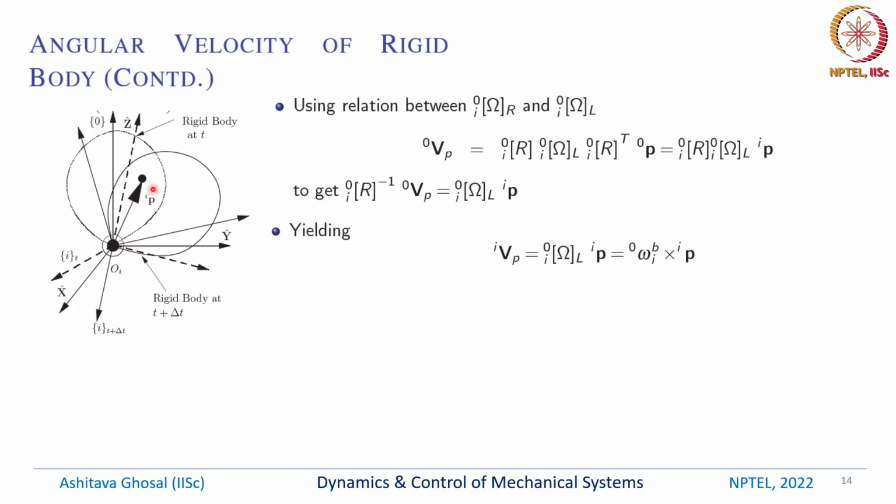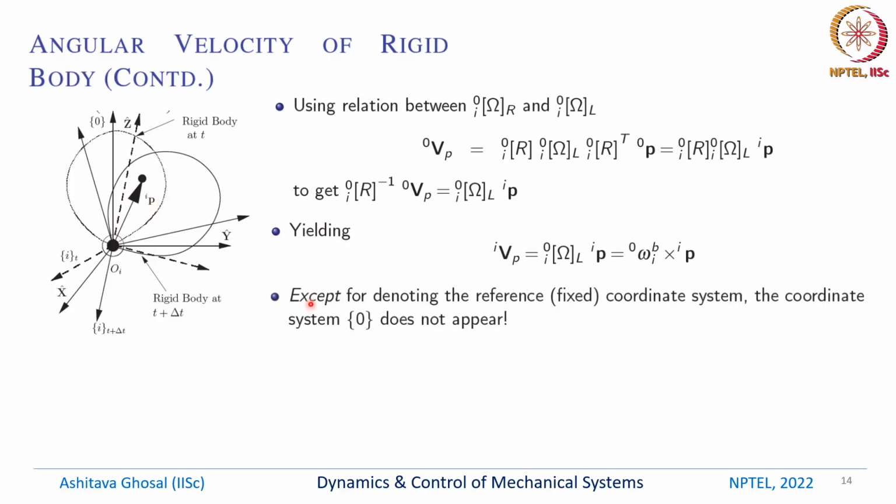So we have this point P in the ith coordinate system with respect to the ith coordinate system. If you pre-multiply by the angular velocity vector b with a superscript b, I will get the linear velocity of the point P described with respect to the ith coordinate system. Okay, so again, if you think a little bit, except for the fact that the 0 is showing you that we are discussing a fixed reference coordinate system, it doesn't appear anywhere else.